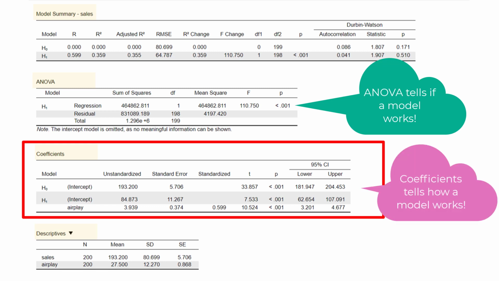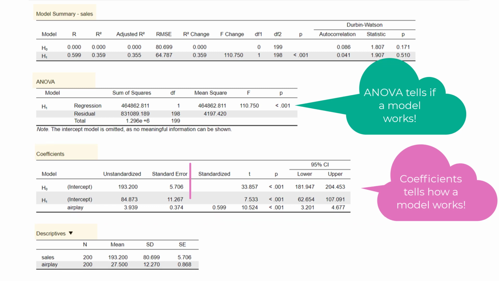While ANOVA tells us if the model works or not, the coefficients table tells us how the model works. This table will help us find the beta coefficient, or beta sub 1, and y-intercept, or beta sub 0. There are two kinds of coefficients, standardized and unstandardized. The standardized coefficient is equal to 0.599.